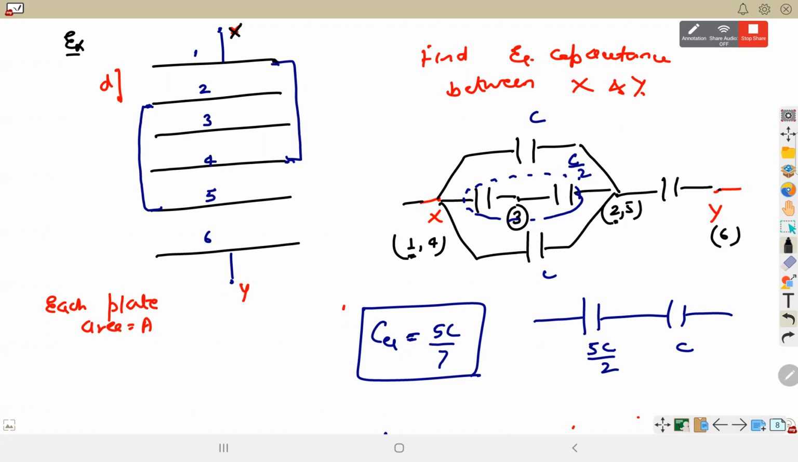Right. Next is, you understood this or should I give more examples? So can you give more examples? Okay.